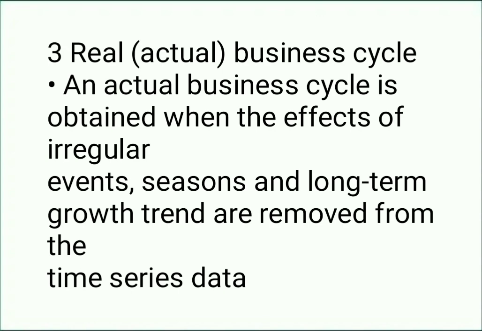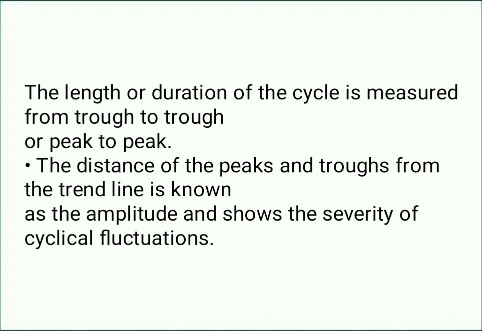Real or actual business cycle. An actual business cycle is obtained when the effect of irregular events, seasons and the long-term growth trend are removed from the time series data. That is an actual business cycle. The length of the duration of the cycle is measured from trough to trough or peak to peak. And the distance of peaks and troughs from the trend line is known as the amplitude and shows the severity of cyclical fluctuation.